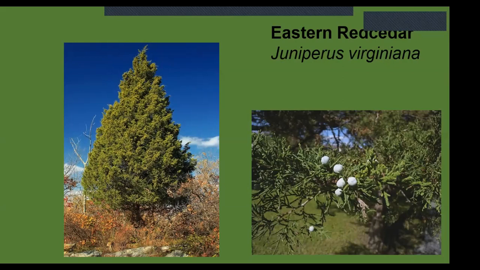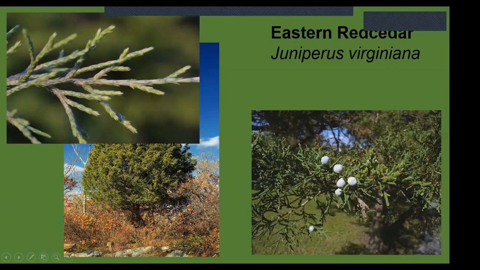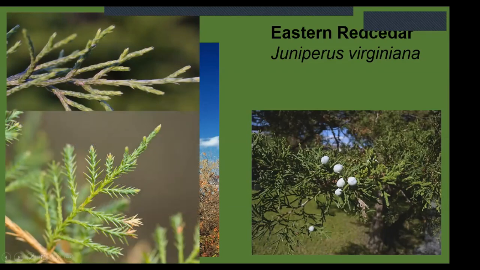for seed dispersal. And we can see that the characteristic leaves of the juniper are just these tiny little scales, and they can either be flush with the twig or they can be standing away from the twig like little spines. But these scales are the leaves of the juniper.